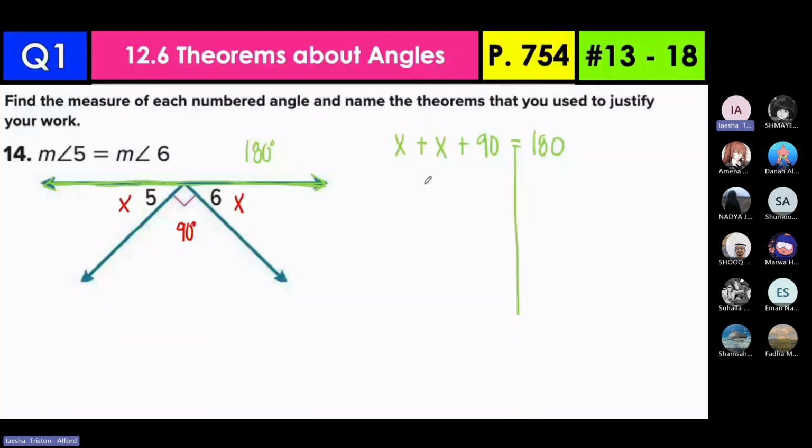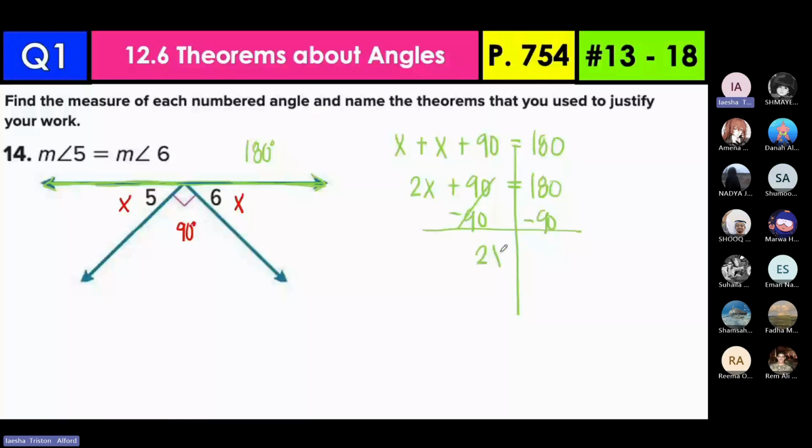X plus X gives you 2X. Subtract 90 both sides. This one is 0. 2X is equal to 90. Divide by 2. Divide by 2. X is going to be equal to 45.